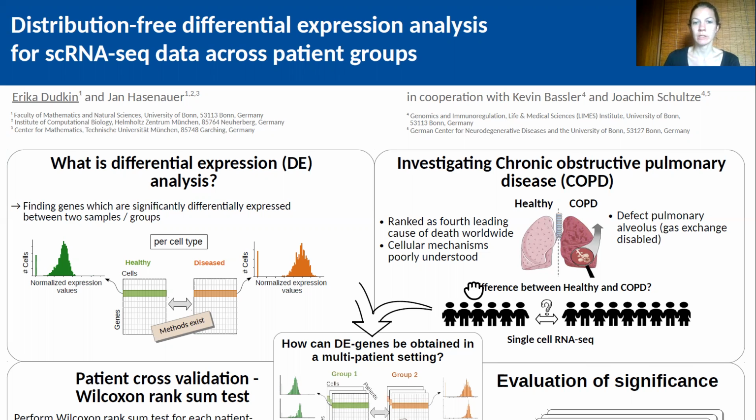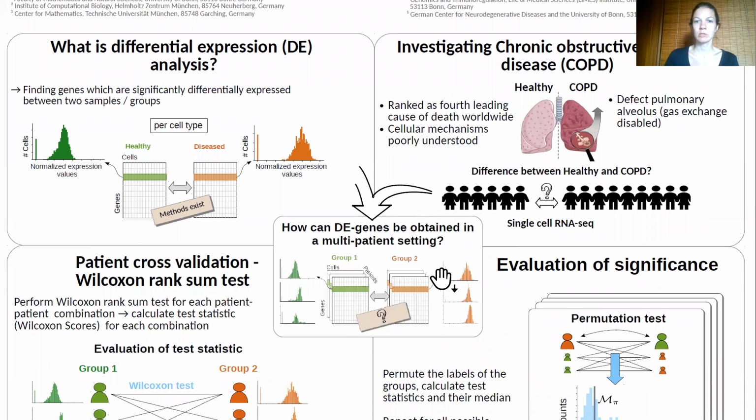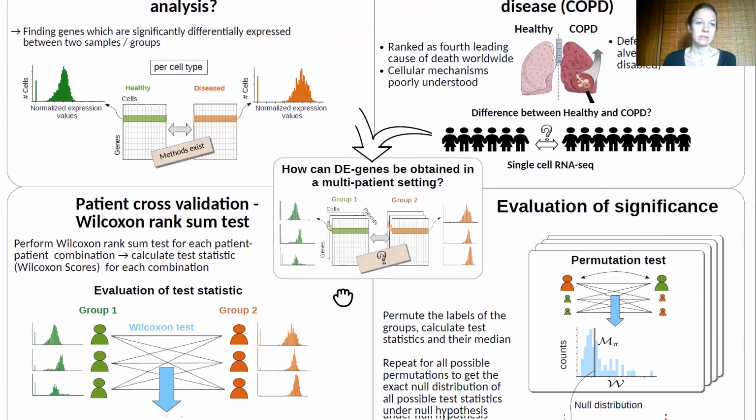So how can we find the differentially expressed genes in this multi-patient setting? One easy or standard method we could use is to calculate the mean for each patient for each gene within the group and then compare the means with RNA sequencing differential expression analysis methods. But then we would lose all the single-cell resolution precision. That we didn't want to do, so we came up with our own method. And how does it work?